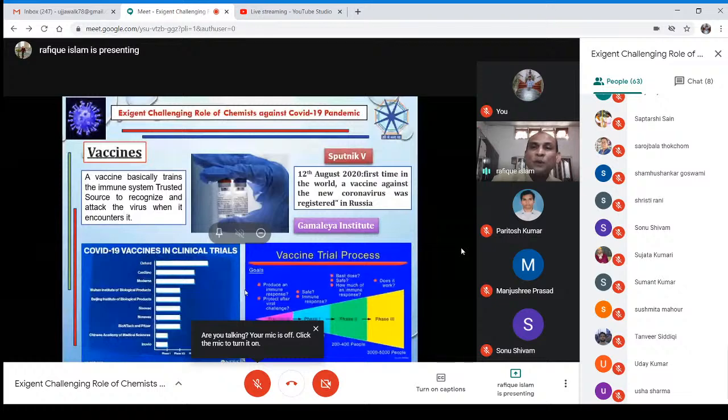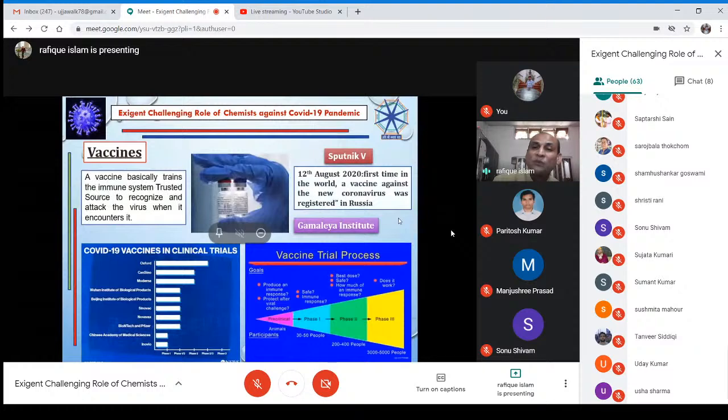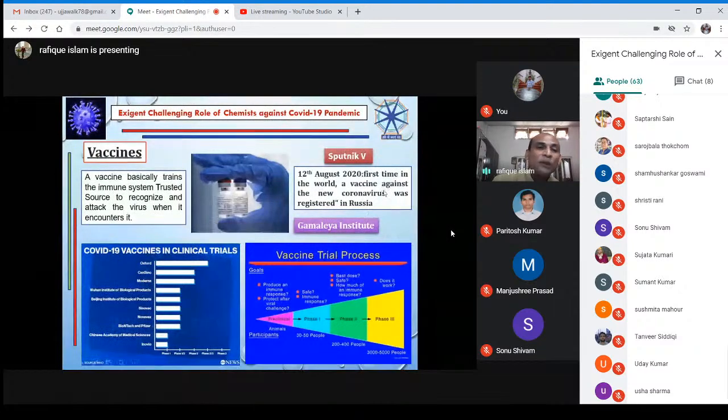The good news is that everybody knows, I think, that on 12th August 2020, for the first time in the world, a vaccine was registered in Russia for COVID-19. But the problem is that they have skipped the clinical trials. Within 2 months, they have registered this one. So before discussing this one, first we'll go through what the vaccines are.